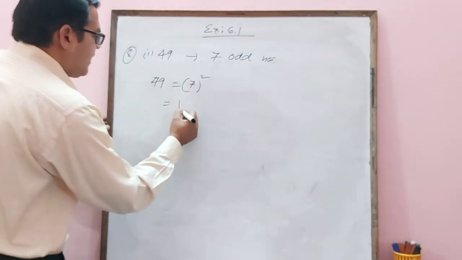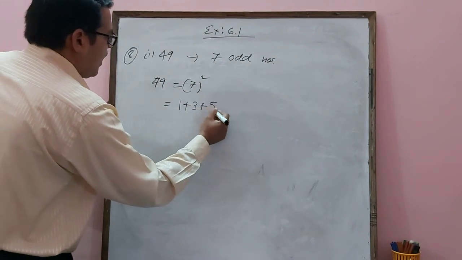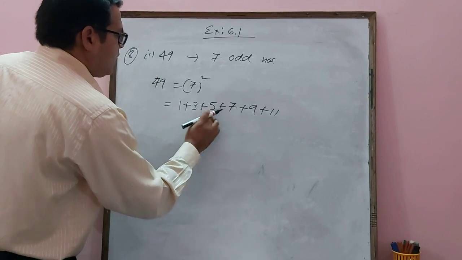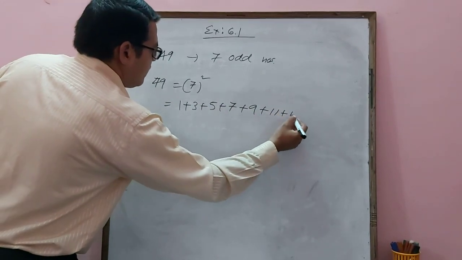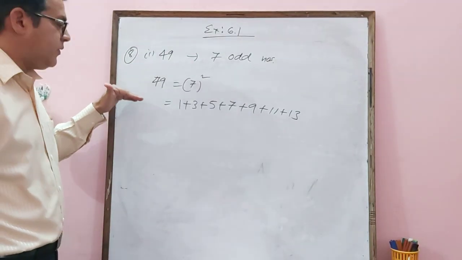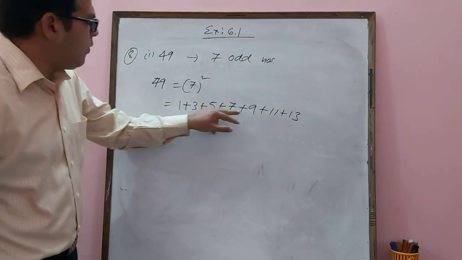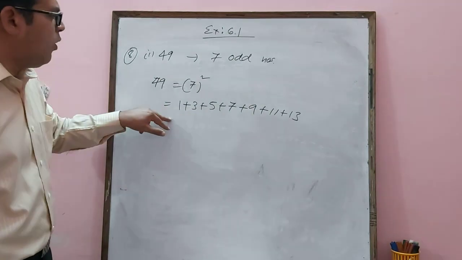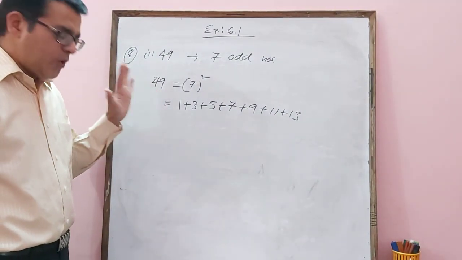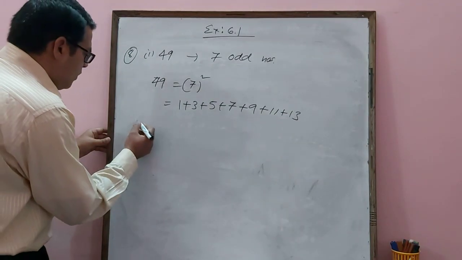So we can write it as 1 plus 3 plus 5 plus 7 plus 9 plus 11 and 13. This is the property we just discussed. If you add all these together, we'll get 49. Hope you understand. Now the second part I am also discussing here.